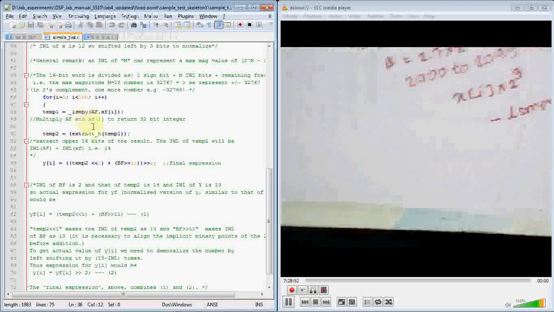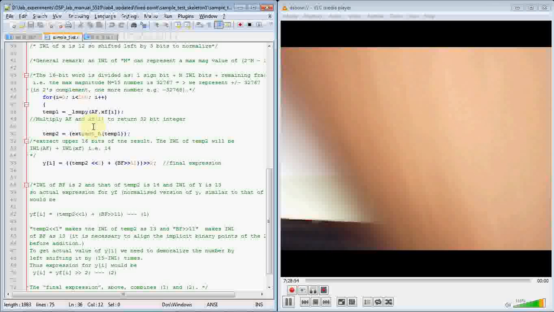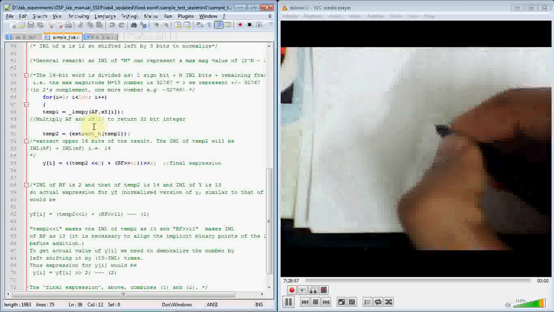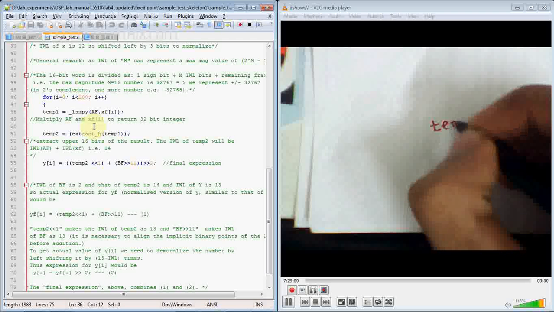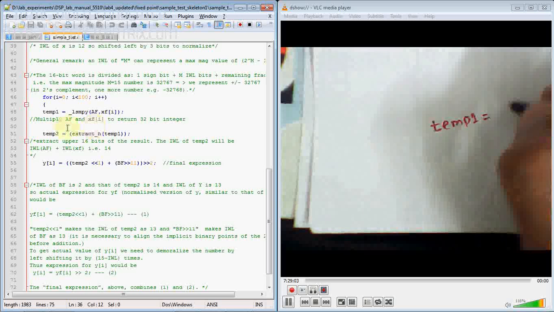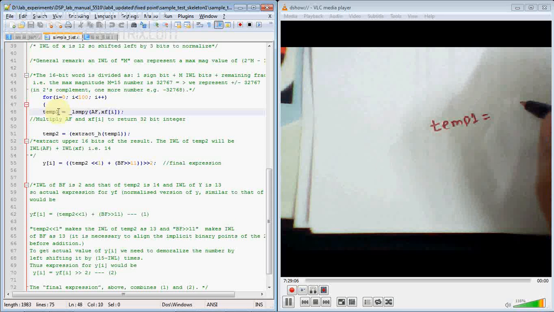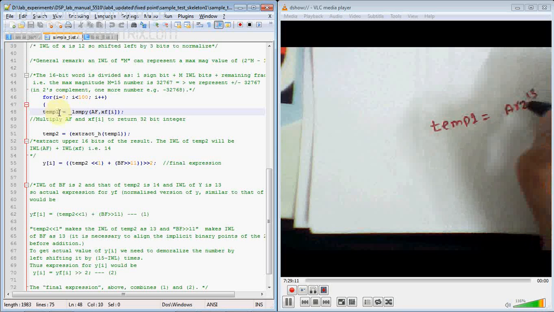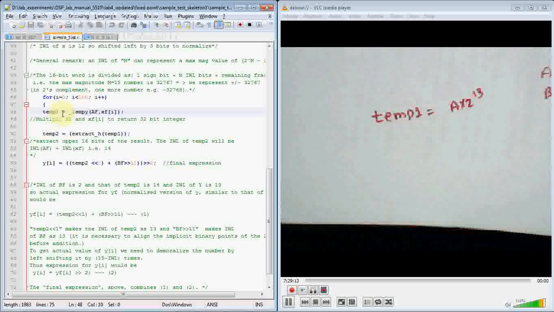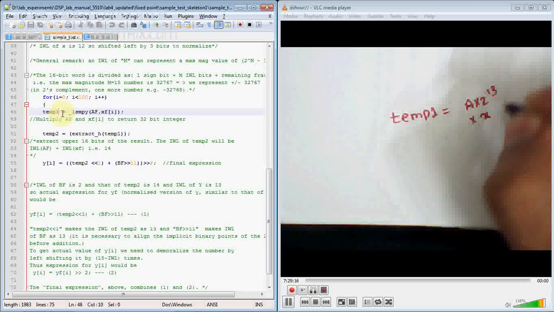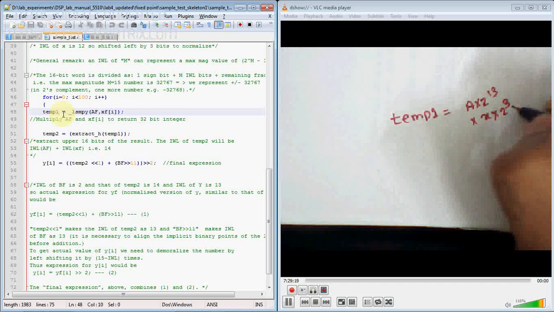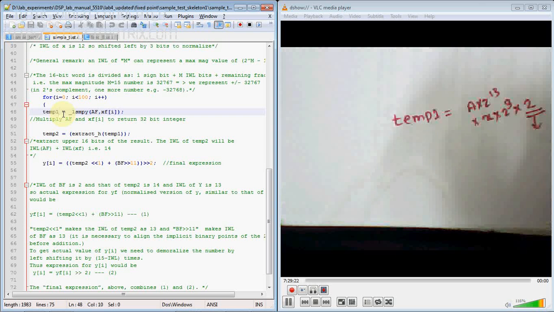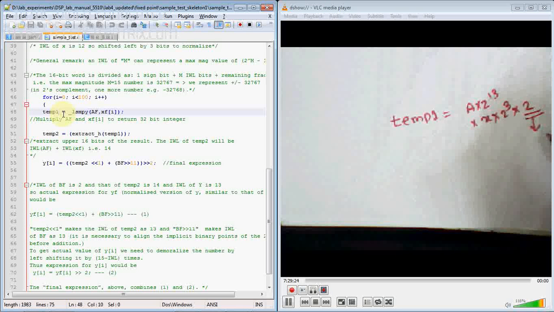Finally, we can write the temp1 variable, which is here in your code, as a into 2 power 13 multiplied by x into 2 power 3 multiplied by 2. This 2 is there because we are shifting the result to the left by 1 digit.